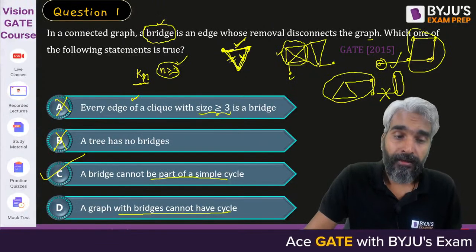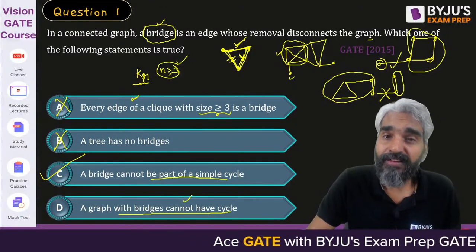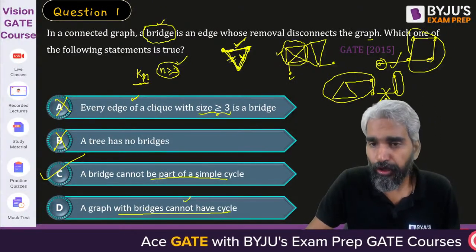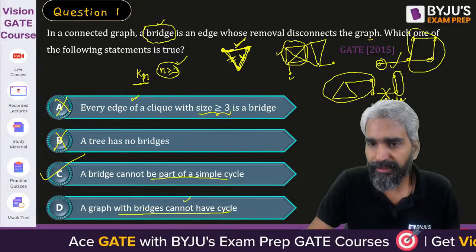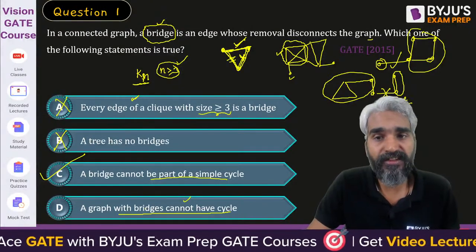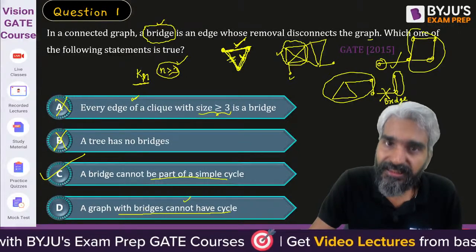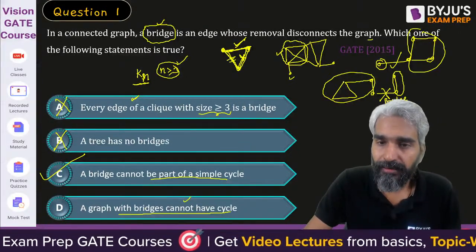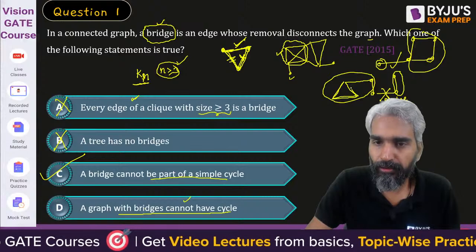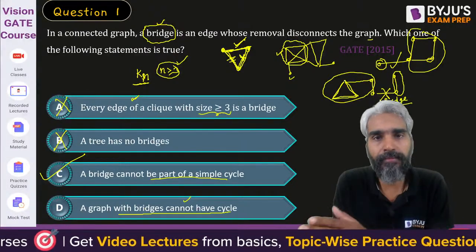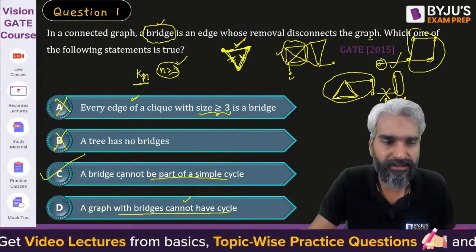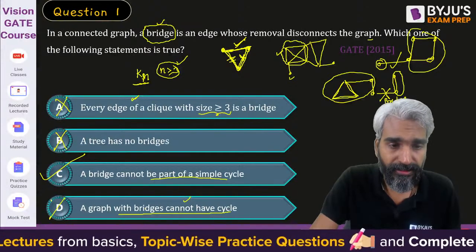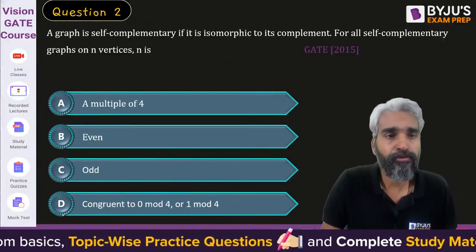So a graph with a bridge cannot have a cycle, sir. This is a bridge because the removal of this particular edge from the graph makes the graph disconnected. So the bridge exists in this particular graph, but the cycle also exists in this particular graph. So a graph with a bridge can also have a cycle. There is no such restriction. Therefore, option D is false. Let's move to the next question.